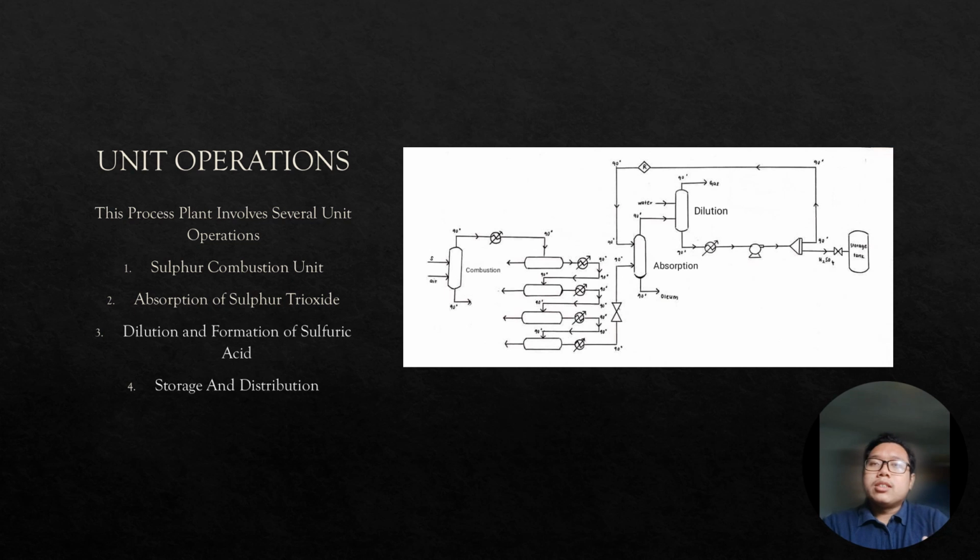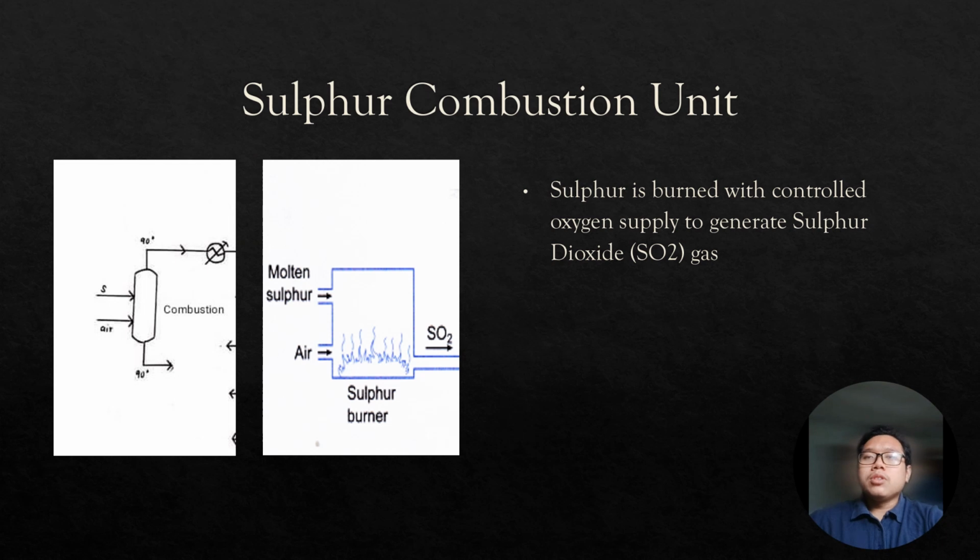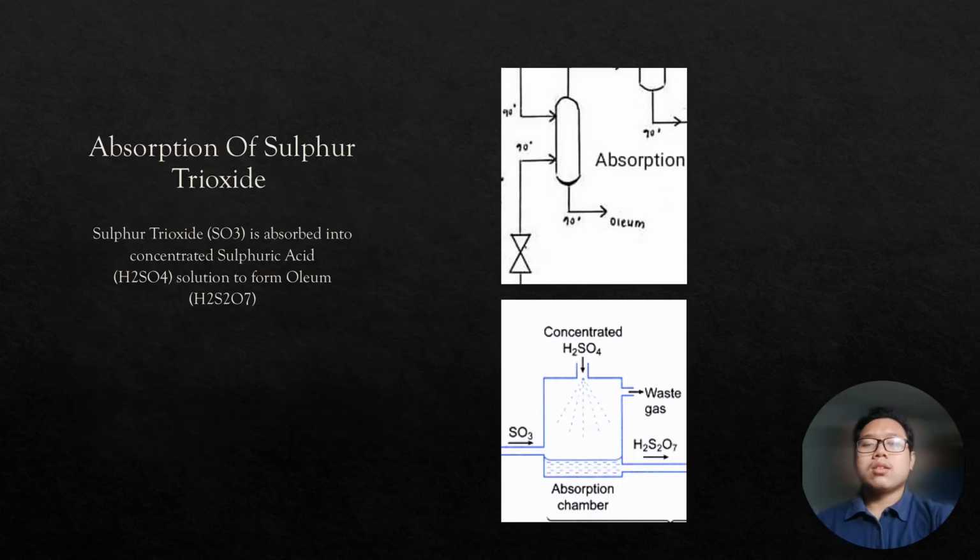Unit operation is a basic step in a process which involves physical change or chemical transformation in the system. There are a few highlighted process units in this process plant. The first unit is the sulfur combustion unit, where sulfur is burned with oxygen supply to form sulfur dioxide gas.